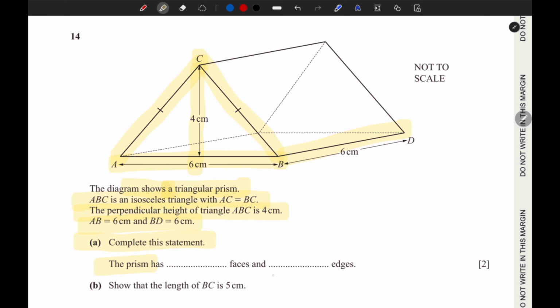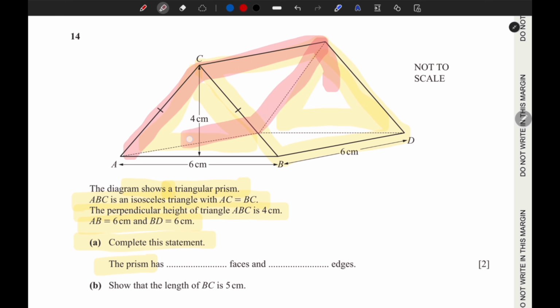The prism has dash faces and dash edges. See, when we are talking about the faces, first of all, I should tell you this. This has two faces, the triangular one and the opposite one. Two faces. The third face is over here. The third face is this slide, this one. And the fourth face, I am changing the shade, will be over here, this side, this one. This is the fourth face, and the fifth face will be the base.